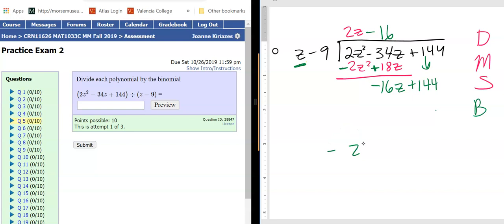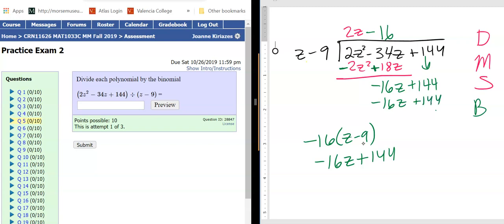That's my divide part. But then I said, wait, I have to actually multiply what I have. So we're going to multiply negative 16 times z minus 9. And that's going to be negative 16z. And then 16 times 9 is 144. So that's going to be 144. Okay? So I write that down.